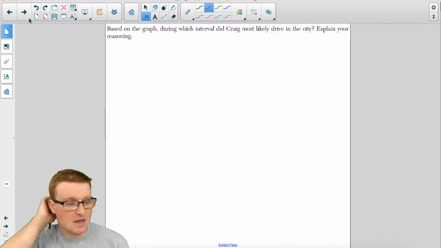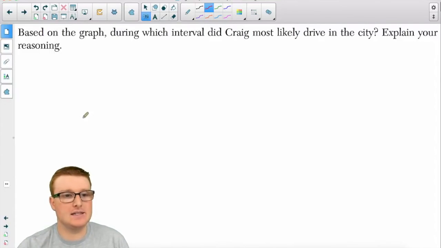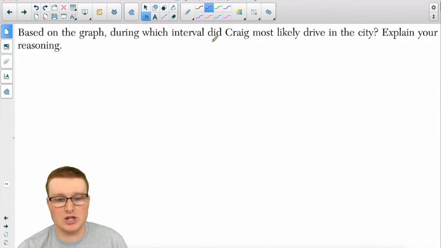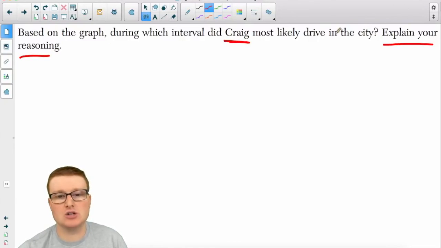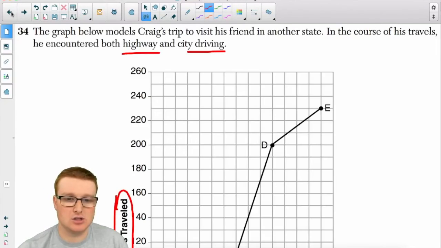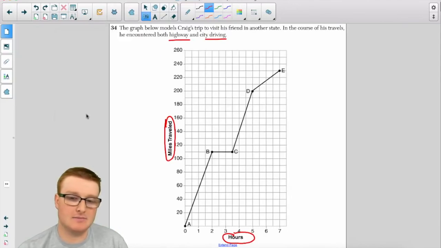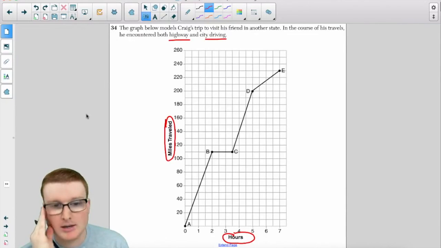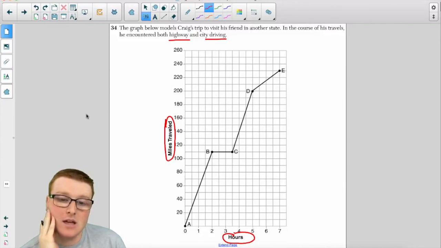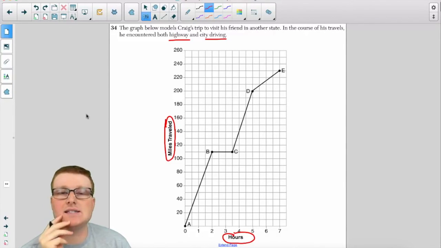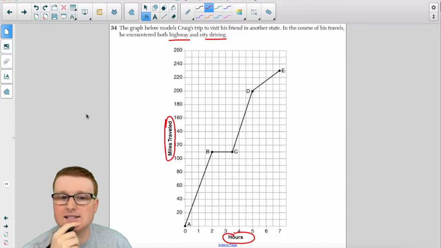Okay. Then, here we go. It says, based on the graph, during which interval did Craig most likely drive in the city? Explain your reasoning. Okay. Where did Craig drive in the city? I don't like this question, but you know, it is what it is. What you need to know is that city driving has to be like 20-25 miles an hour.